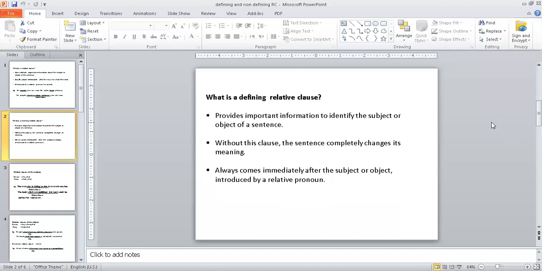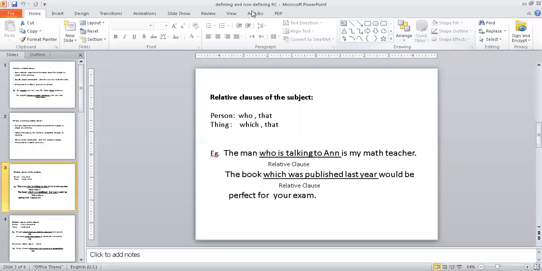So a defining relative clause gives important information. And without this clause, the sentence completely changes its meaning. And the defining relative clause always comes immediately after the subject or object. The clause comes immediately after the subject or object and introduced by a relative pronoun. نبدأ ب relative clauses of the subject ودرسناهم من قبل. For a person we use who or that, and for things we use which or that.